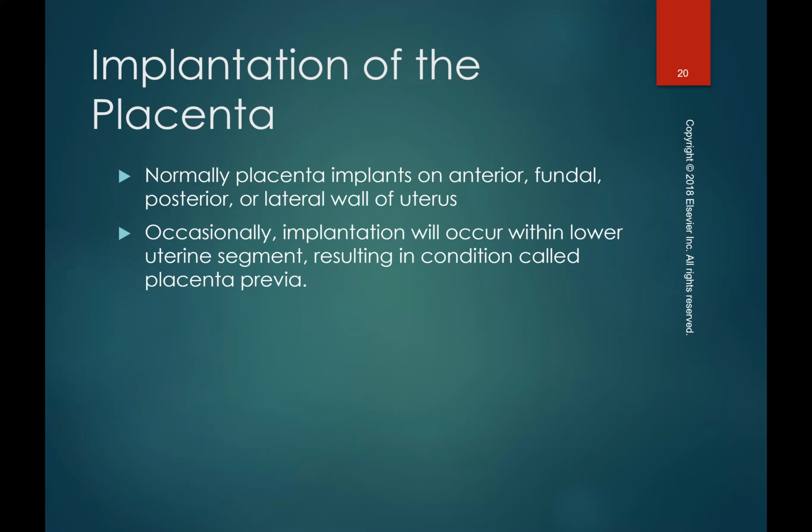Occasionally, the implantation will occur within the lower uterine segment, resulting in a condition called placenta previa. Placenta previa is basically where the placenta is covering the cervix or very close to it. And this can be dangerous just because of what we're learning about how vascular the placenta is. If it gets in the way at delivery, it can cause hemorrhaging and bleeding of the mom.